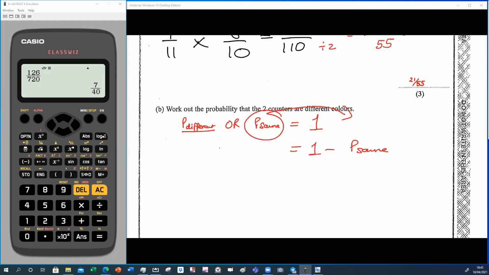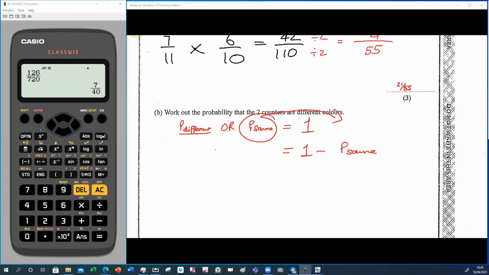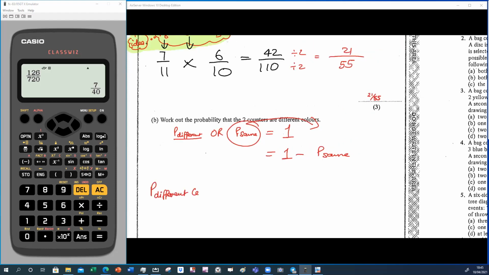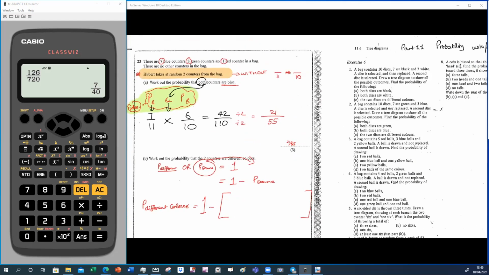So let's do that then. The probability of different colors is 1 minus, and we put some layers of maths into it. What's the probability of being the same? So what could they be if it's the same? Probability of blue and blue, or green and green, or red and red.